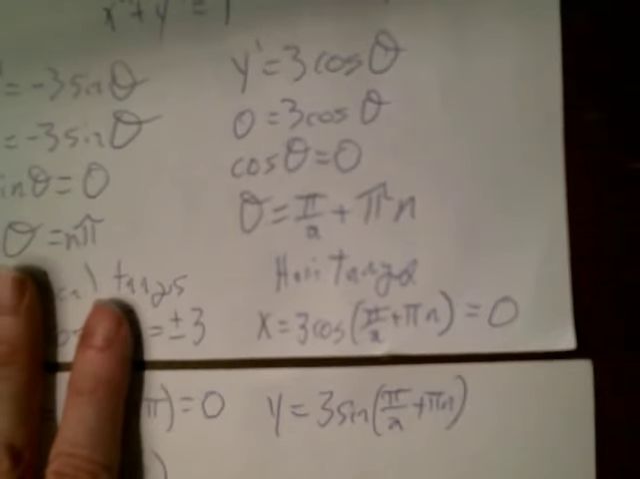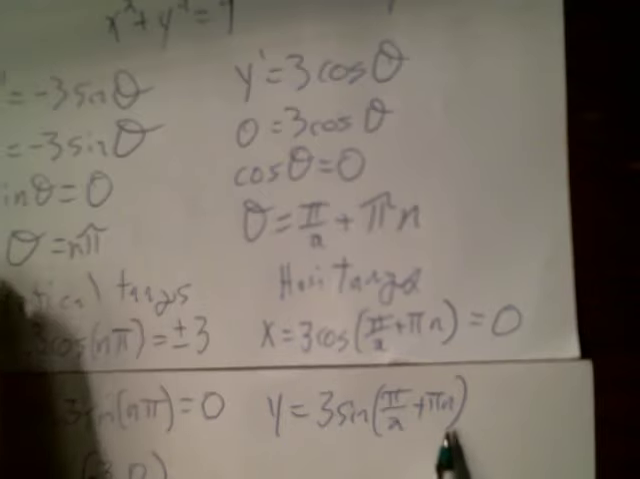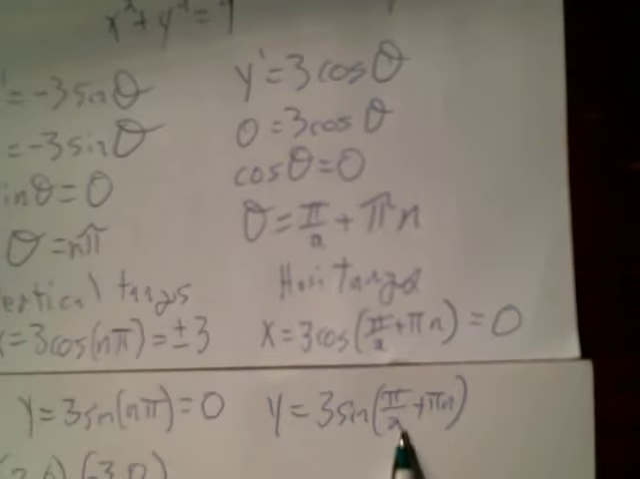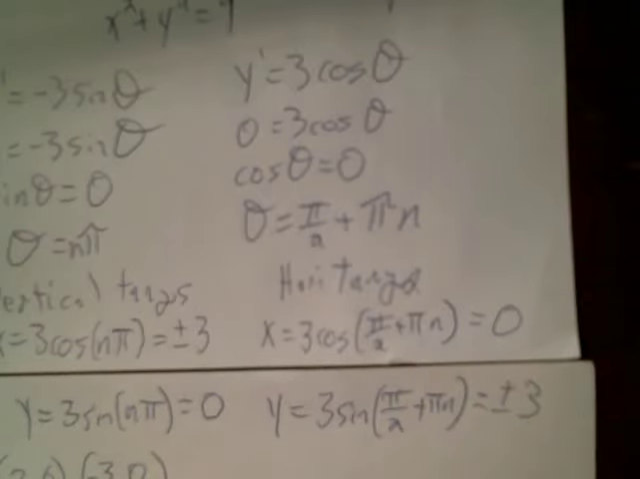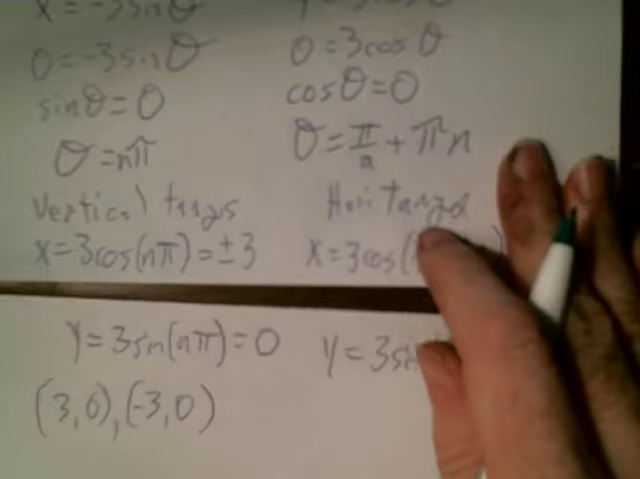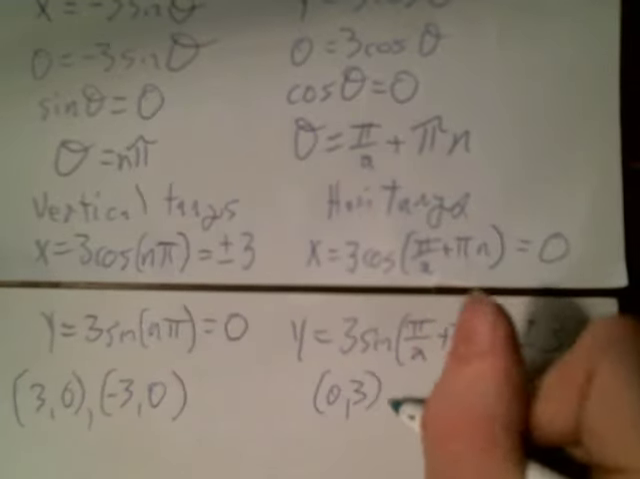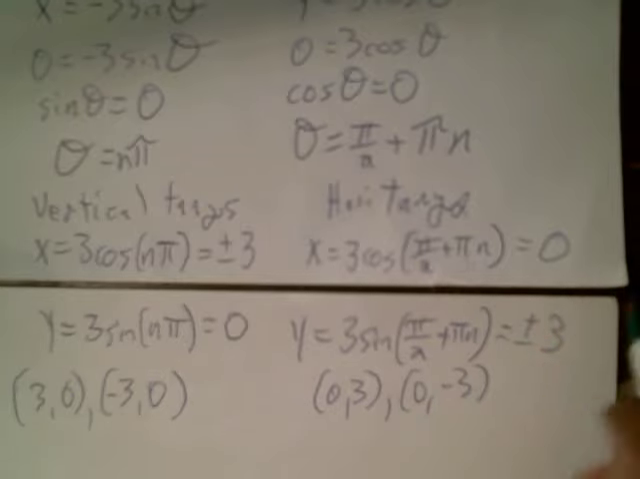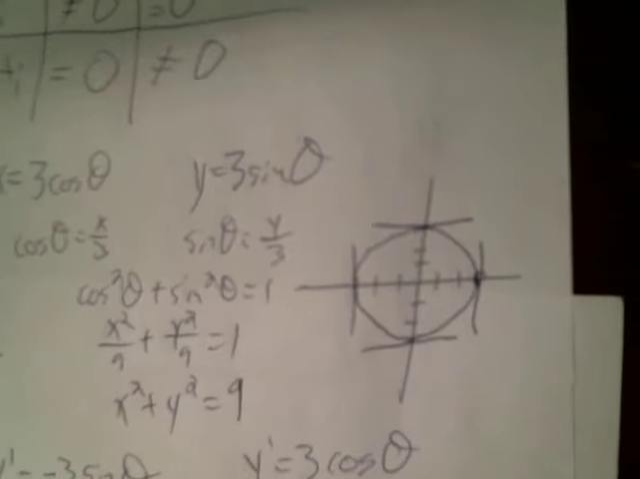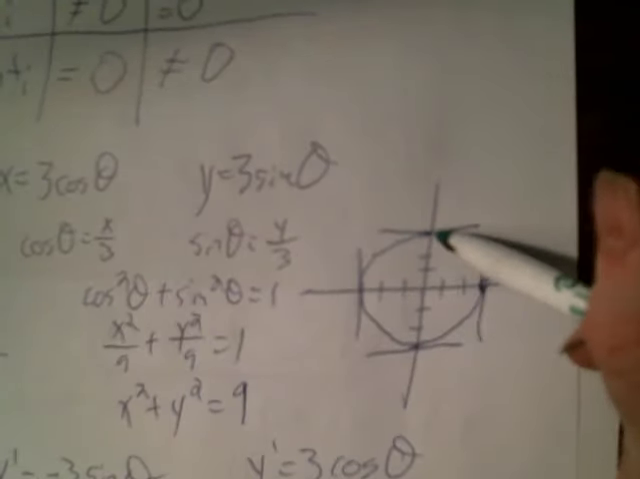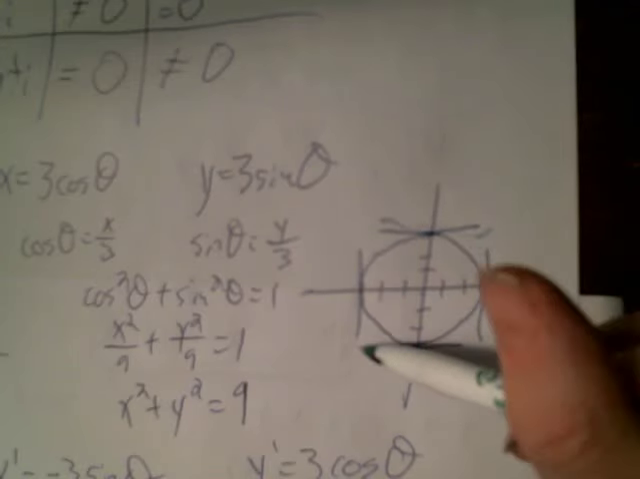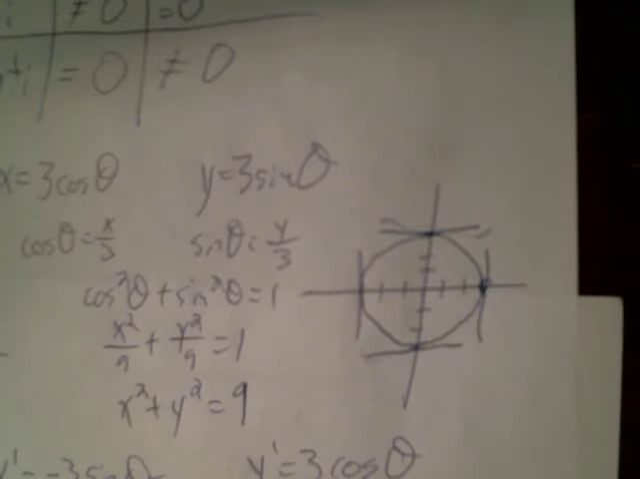So that would be things like pi over 2, which would be positive 1 times 3, negative 1 from the 3 pi over 2, so negative 1 times 3. So this is either plus or minus 3. Okay. And then, of course, our coordinates for the horizontal tangents will be at 0, 3, and then 0, negative 3, which is what we predict, right, from our graph. 0, 3 is here, horizontal tan. 0, negative 3 is here, horizontal tan.